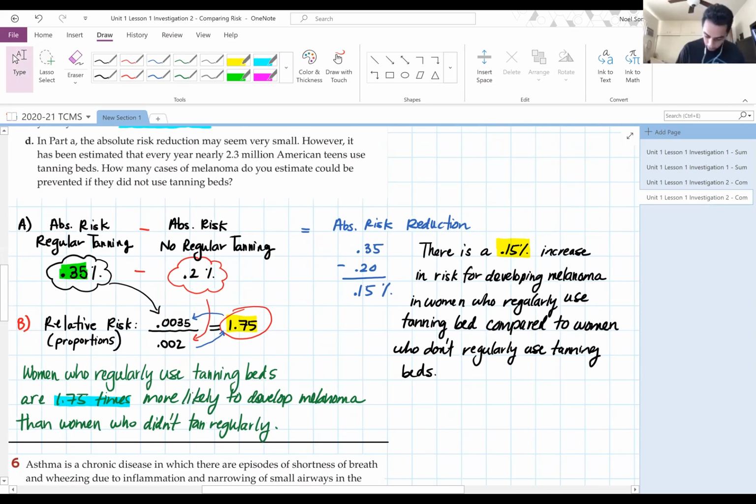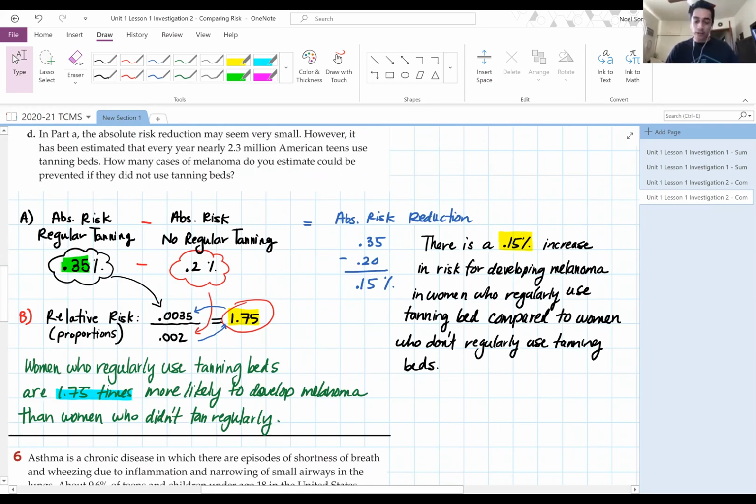All right, and so now let's head over to part D. Part D is very similar to a type of question that we answered early on in the year. In part A, the absolute risk reduction may seem very small, which it is, it's 0.15%. However, it can be estimated that every year, nearly 2.3 million American teens use tanning beds. How many cases of melanoma do you estimate could be prevented if they did not use tanning beds?